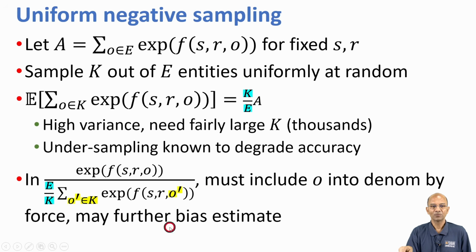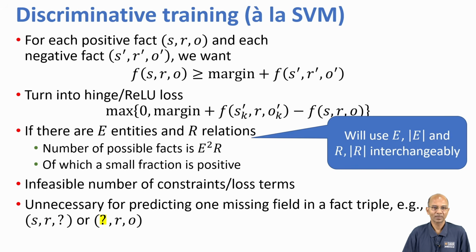Now, one problem is that if I'm doing this sampling of K entities uniformly at random, I might actually make the mistake of leaving out the gold or the true O. So we may have to introduce it back by force into this denominator sum, and this may further bias my estimates. So those are certain standard problems that we live with in defining these efficient sampled estimates.